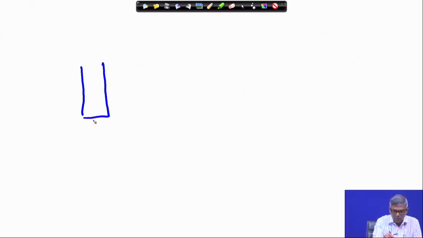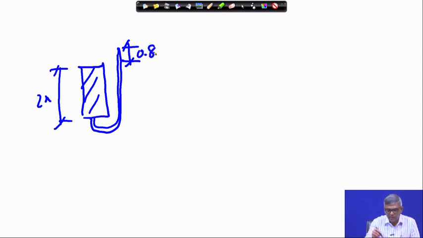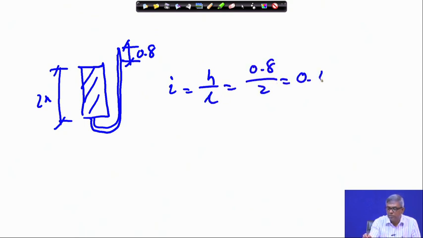For that we can see, suppose this is the soil, and through which flow is taking place. This one is the soil, this is 2 meter, and the additional head here is 0.8. So, your hydraulic gradient i will be h by L. So, that is 0.8 by 2. So, 0.4.